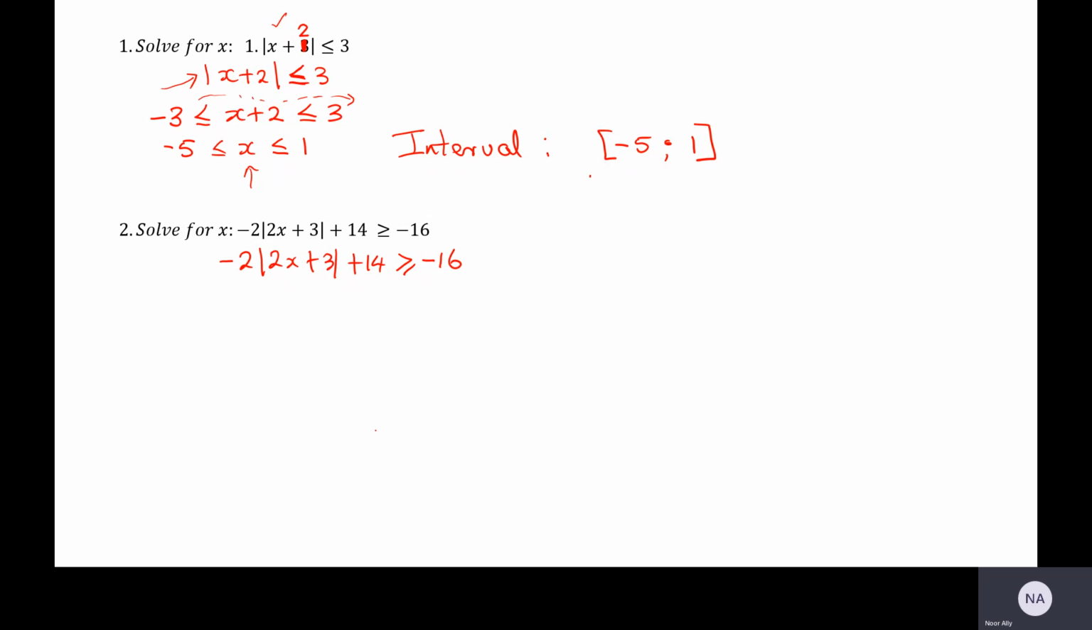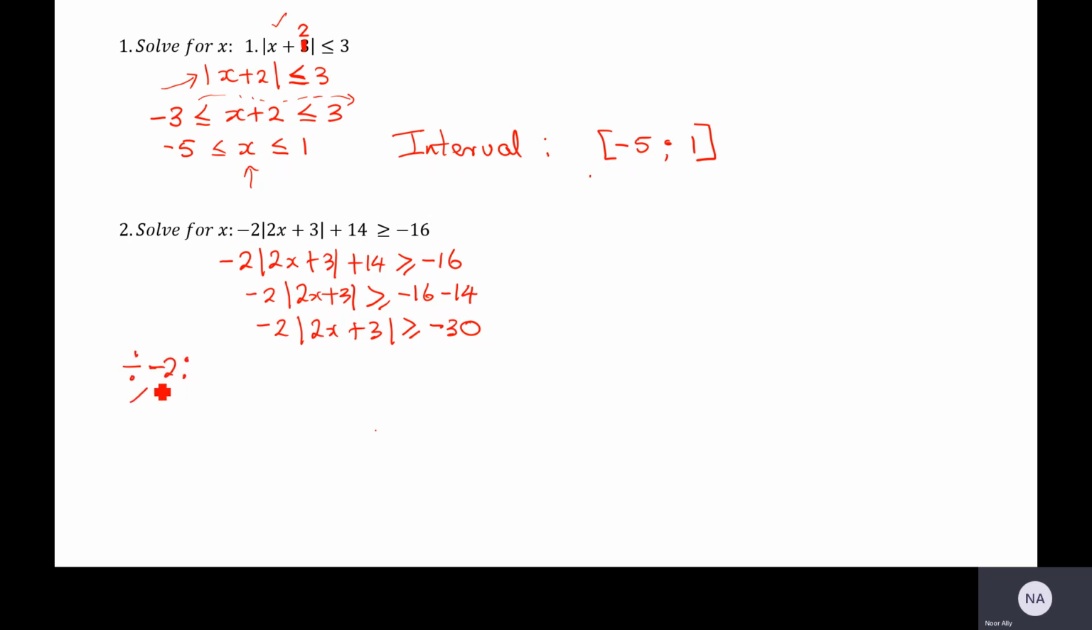So let's see, first the 14. So I'll leave the minus 2. Take the 14 across, minus 16 minus 14. Although I'm showing all the steps, you don't need to, of course. I'm just making sure that you understand what I'm doing. So that gives me negative 30. And now I'm going to divide by negative 2.